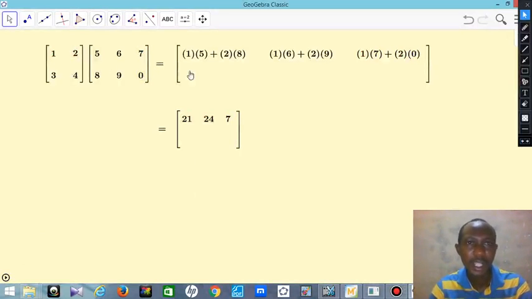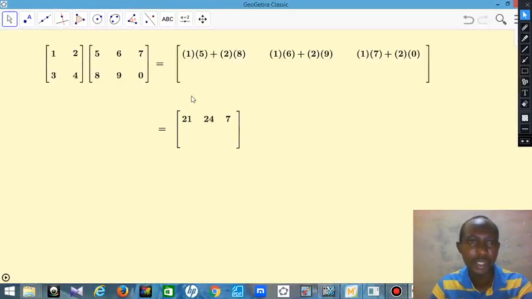So 1 times 6, then 2 times 9, then you add it, you are going to get 24. So 1 times 6 is 6 plus 2 times 9 is 18. So 6 plus 18 will give you 24. The same thing here, 1 times 7 plus 2 times 0. So you get 1 times 7, 2 times 0, when you add it, you will get 7. So that is for the first row, multiplying the columns, column 1, column 2, column 3.